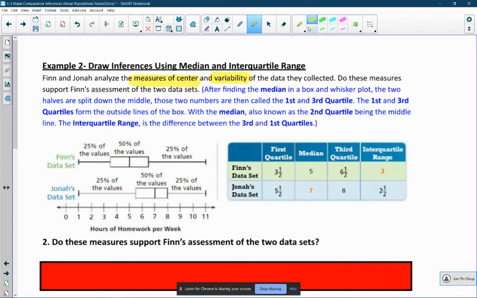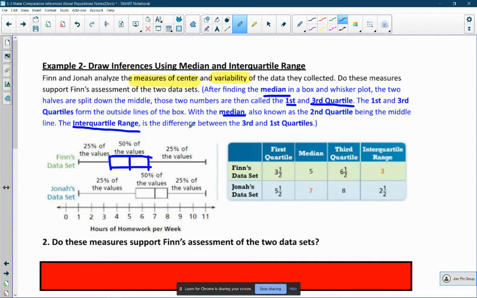So if I look at Finn's data here, I'm going to use a little blue line here. This first quartile of Finn's data would be right here. The third quartile for Finn's data would be right here. And the median, that's right here. So first quartile, median, third quartile. They form this box. So those are the numbers we use to form this box. Now the median can also be called the second quartile, first, second, third, but normally we just call it the median. And lastly, this interquartile range is basically the difference between this third and this first quartile.